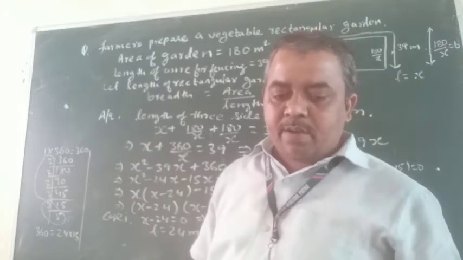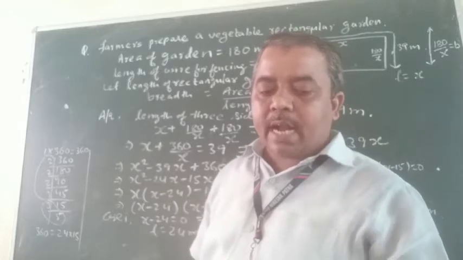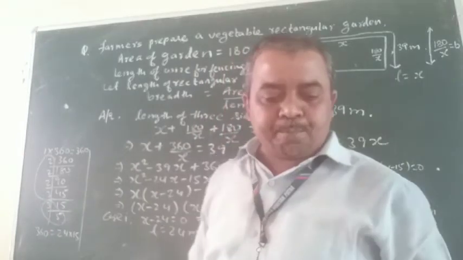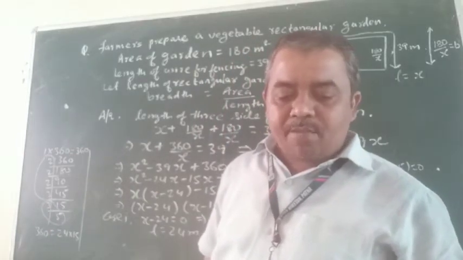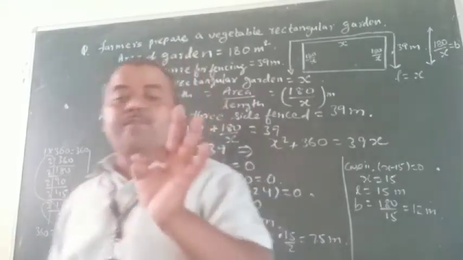Now the question is, which side is unfenced? Leaving one of the longer sides unfenced, suppose the length is unfenced. Okay, now find the dimensions of the garden. That means we have to find the length and breadth of the garden.